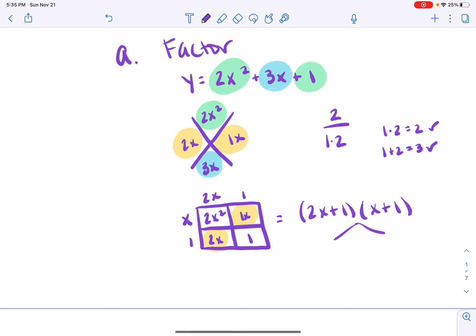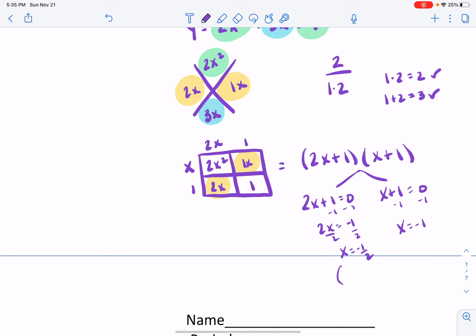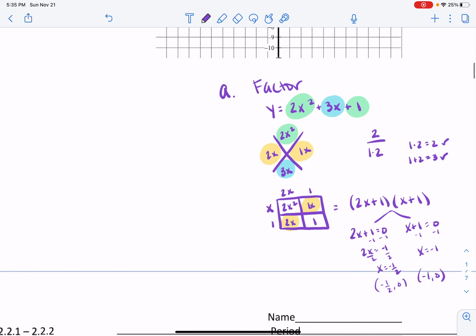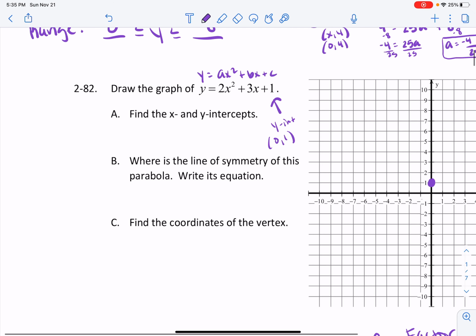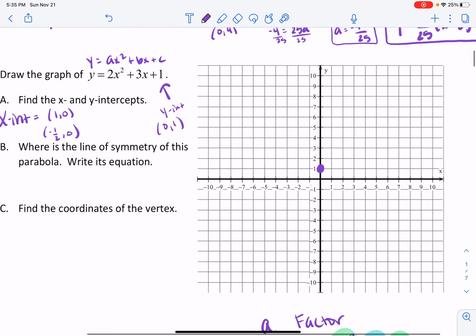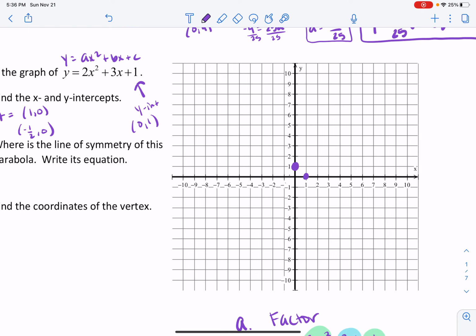Let's find our x-intercepts. We've got 2x plus 1 equals 0, x plus 1 equals 0. So x equals -1/2, and x equals -1. So our x-intercepts now are -1/2 and 0, and -1 and 0. So I can write that up here also.